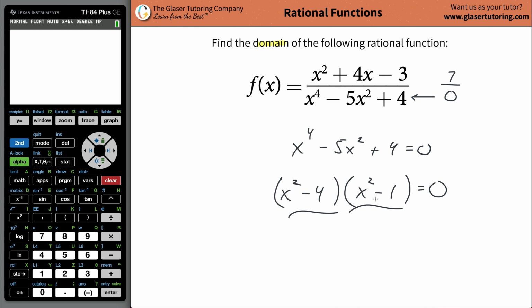Then you factor it, and now you can take those factors and set them equal to 0. x squared minus 1 is equal to 0, and now you solve it. So bring the 4 on over to the right-hand side. So x squared is going to be equal to 4.